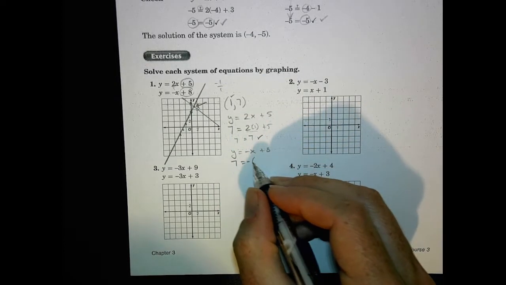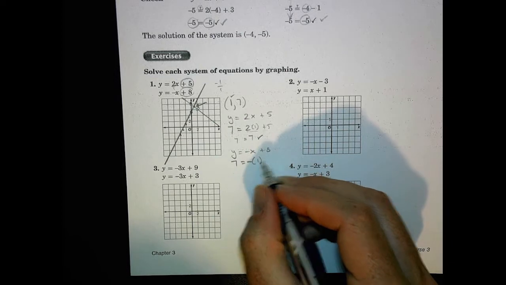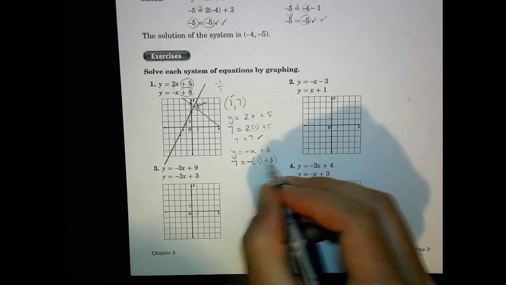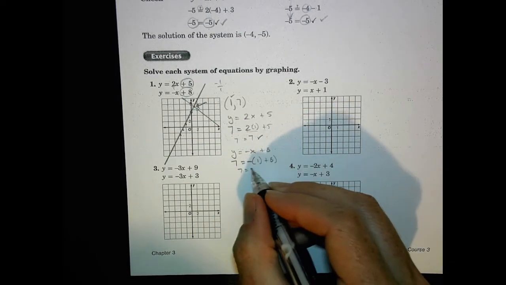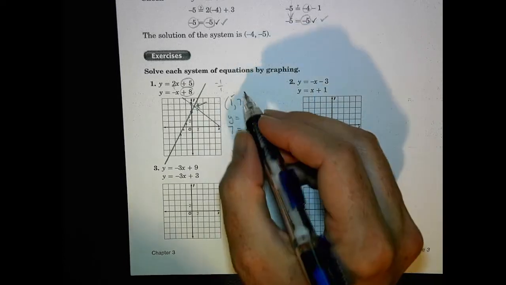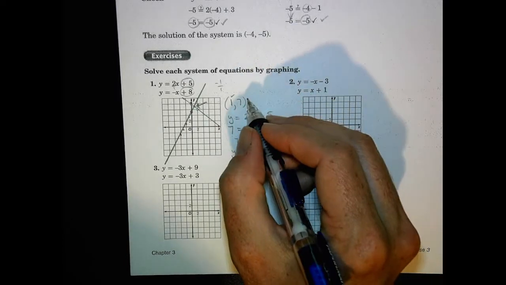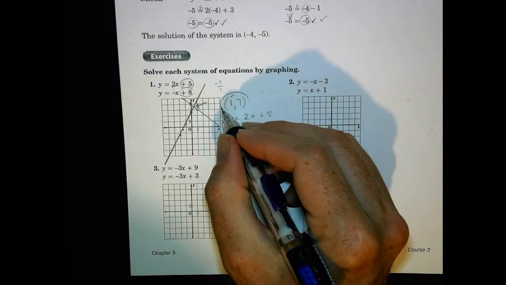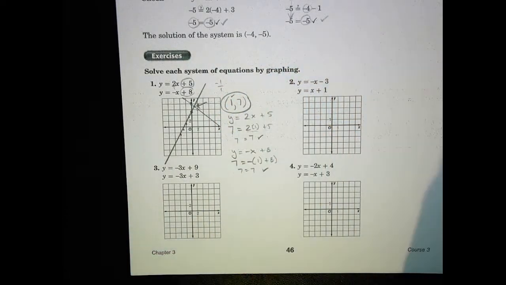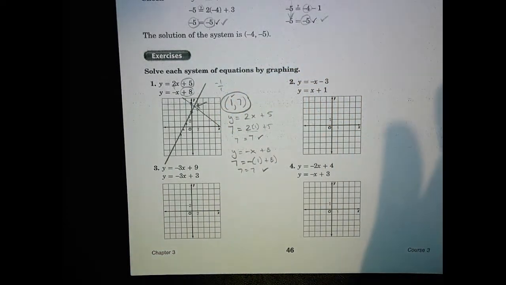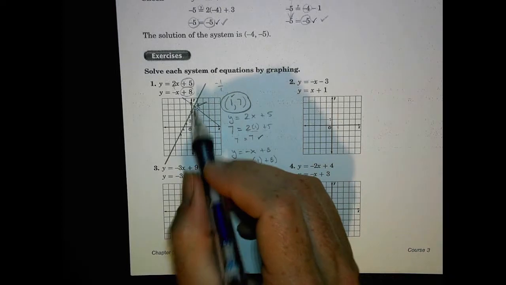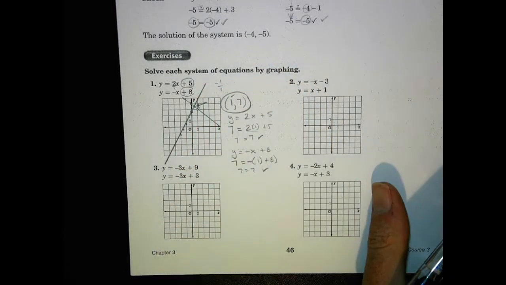Negative x will be negative 1 plus 8. So 8 minus 1 is 7. 7 equals 7. That works. So our solution for the system by graphing is going to be 1, 7. So it does work. It's just a little funny with the graph. You want to be very careful as you draw that out to make sure you get it right.